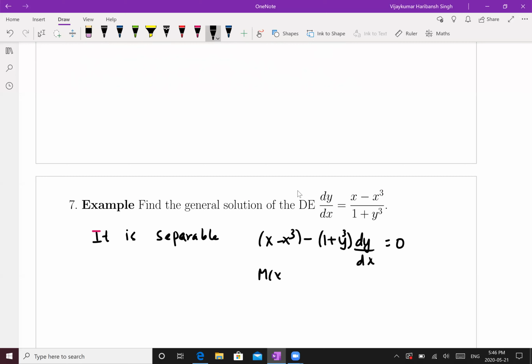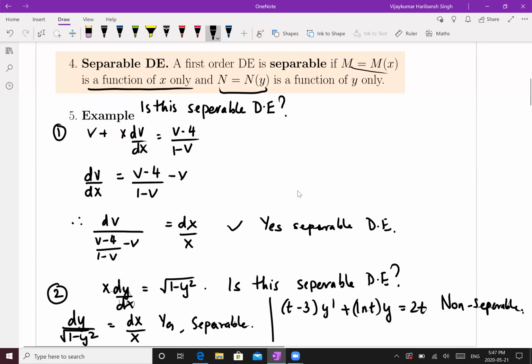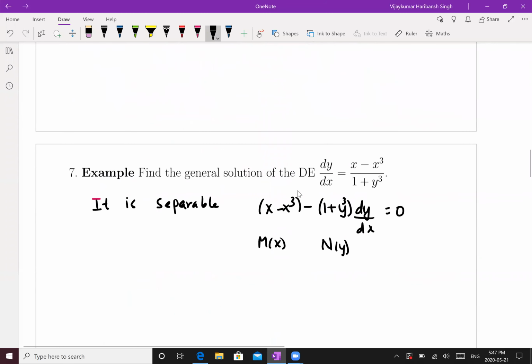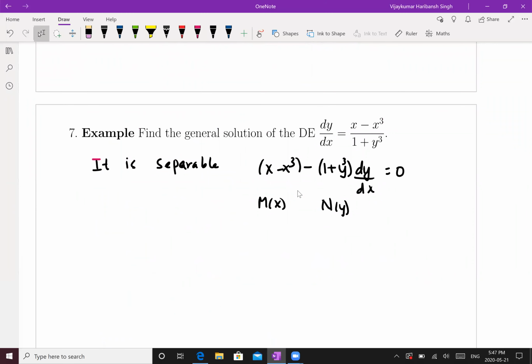This could be your M(x) and this could be your N(y), right? So according to our original description here, M(x) + N(y) dy/dx. So this is separable. However, to solve it, I will basically separate all the x and y on one side. So we get dy times (1 + y^3) equals (x - x^3) dx, and we integrate on both sides.